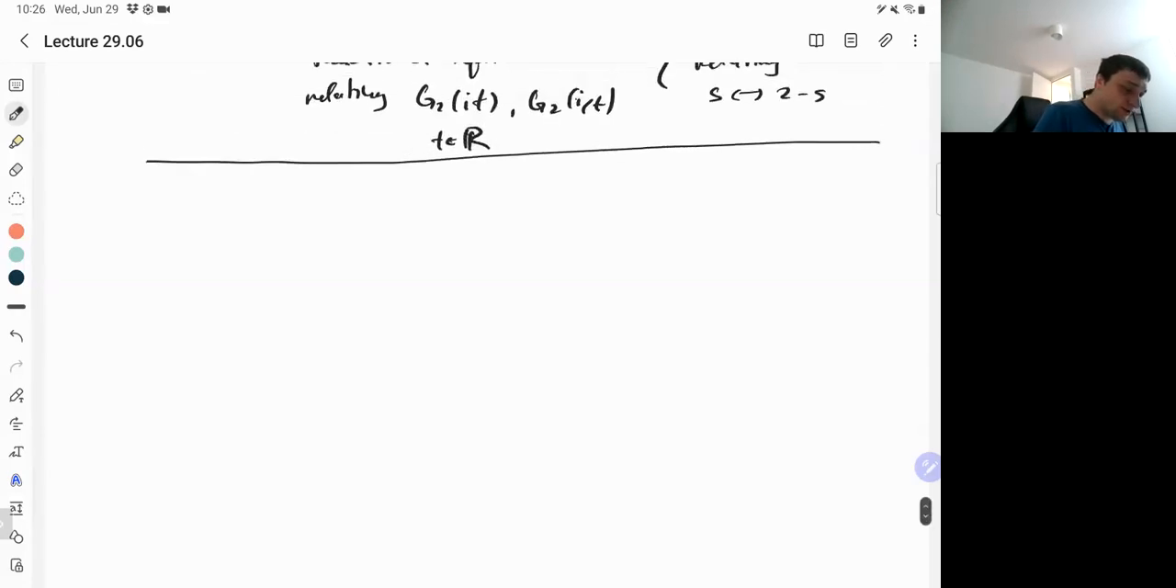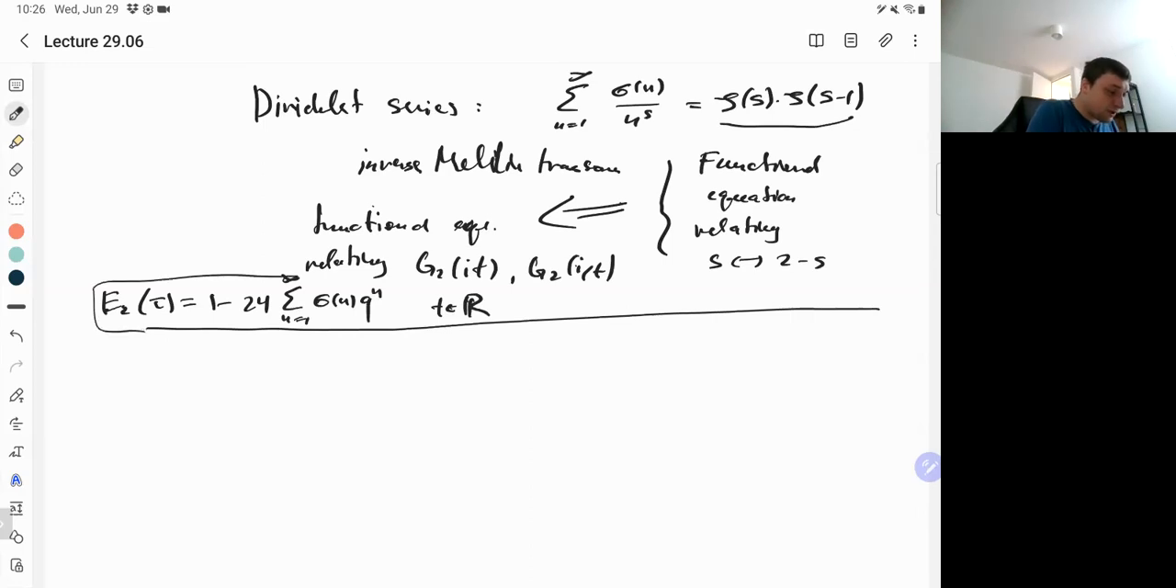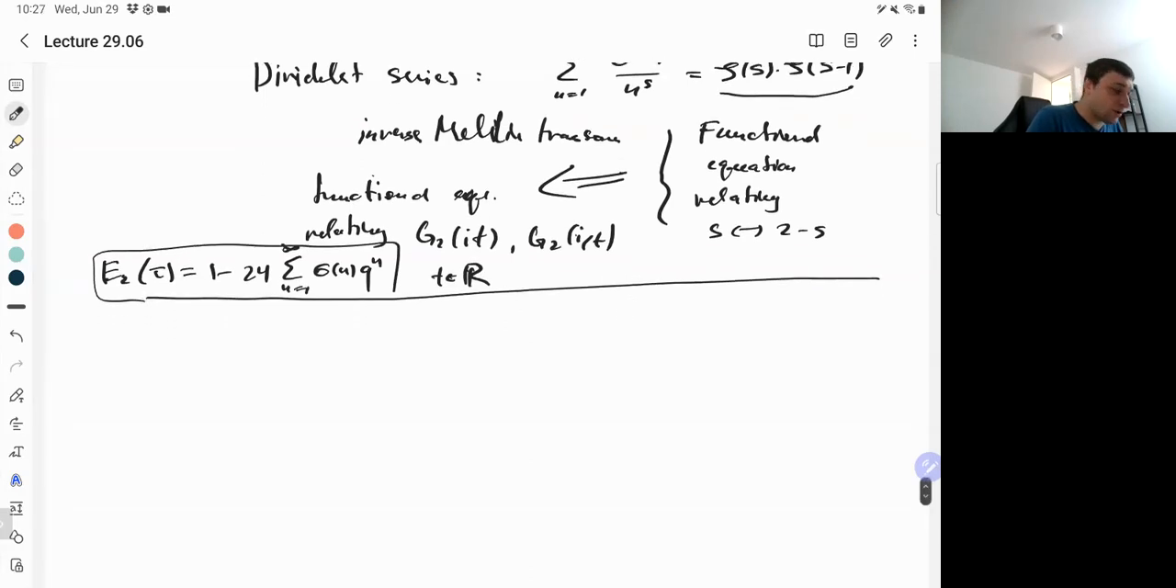So E2 will come back as a G2, or you can also have E2 with the same convention that you normalize the constant coefficient to be 1, plus sigma n q to the n. So this will reappear later on, because this function appears quite a lot in the universal optimality proof and some other more general functions, which are called quasi-modular forms. But that I will explain on Friday probably.